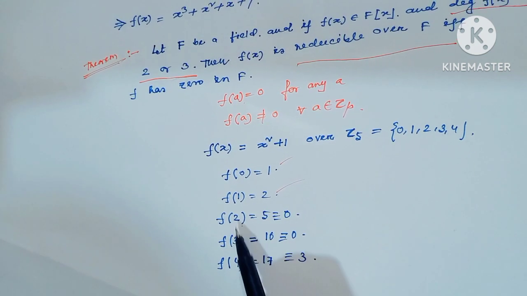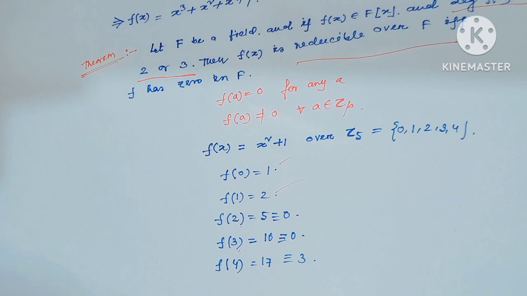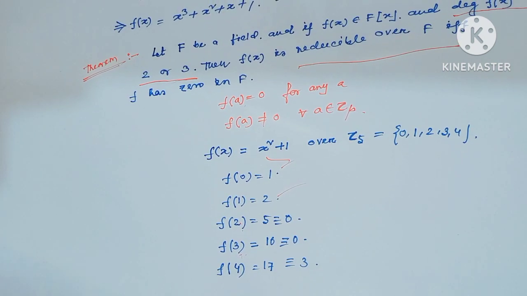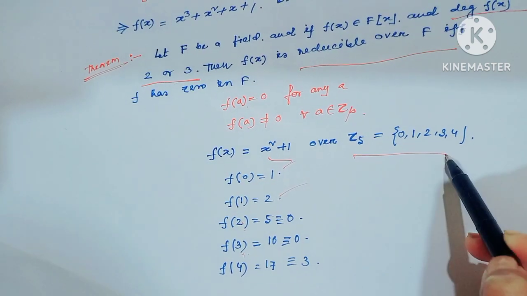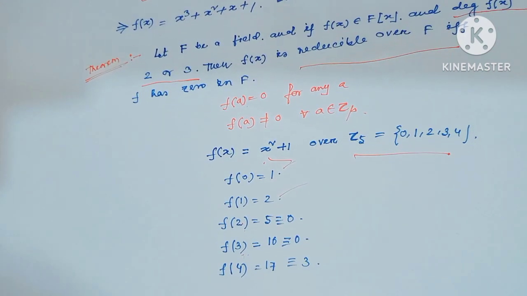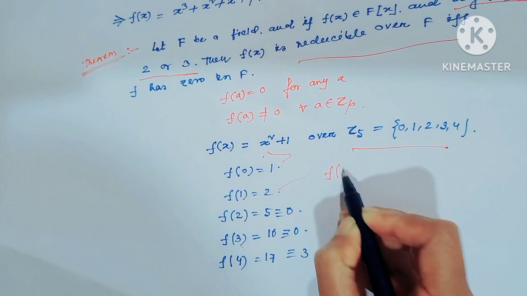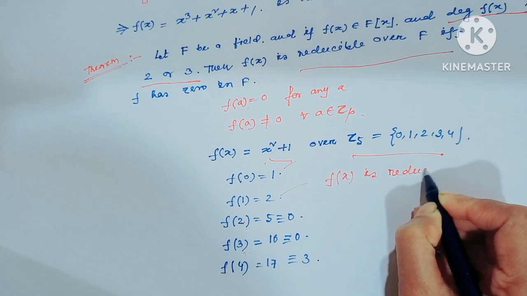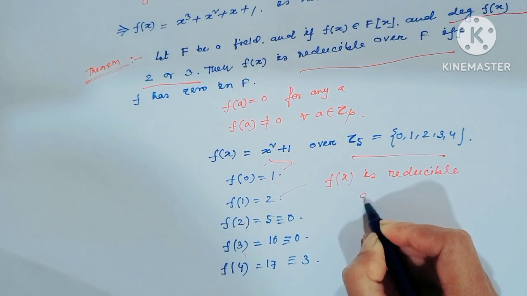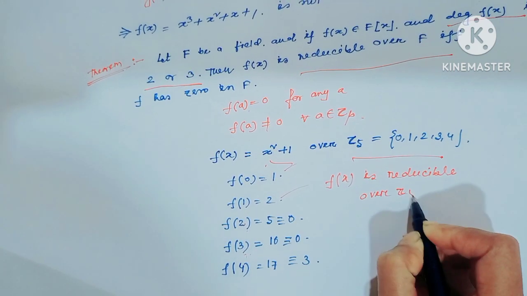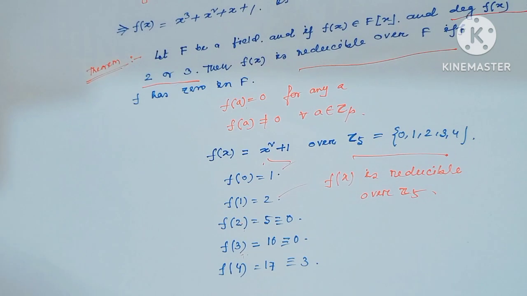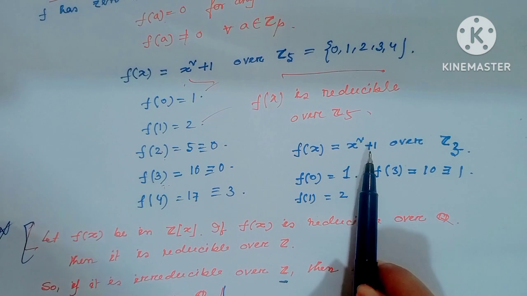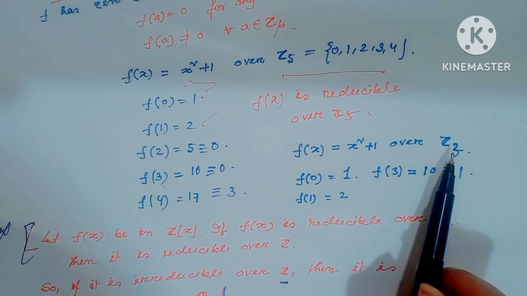That means 2 and 3 are the roots of this polynomial, and since I have got 0 in this field, obviously this f(x) is reducible over Z5. I hope all my viewers have understood this theorem clearly. Now, using this theorem, let us consider the same polynomial in a different field.